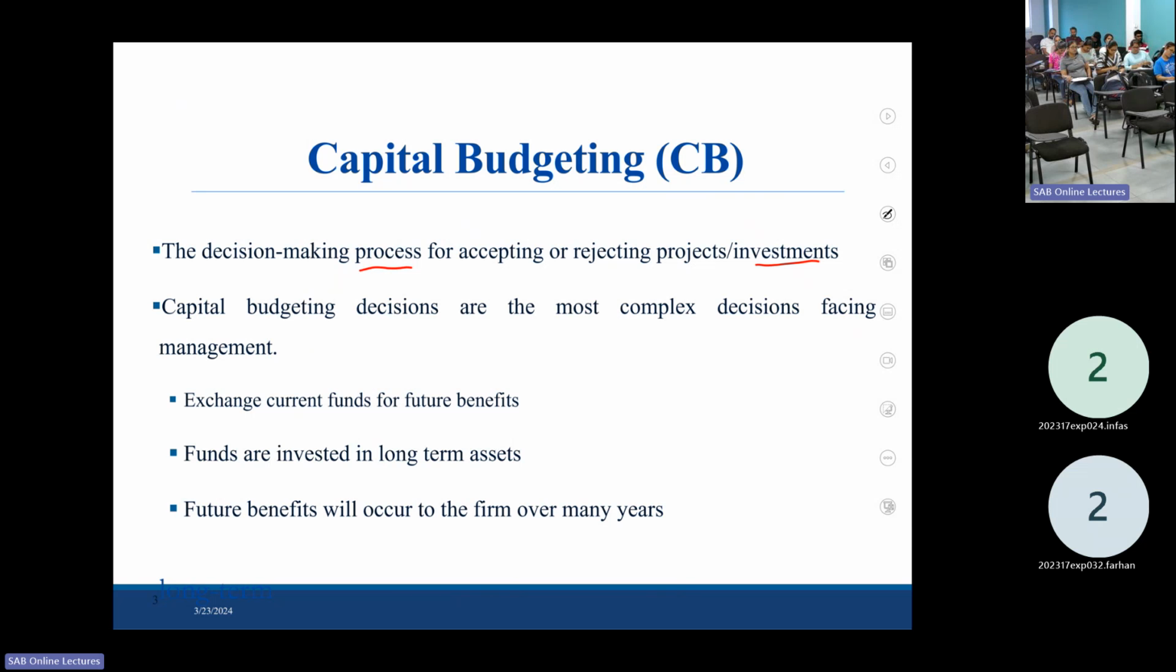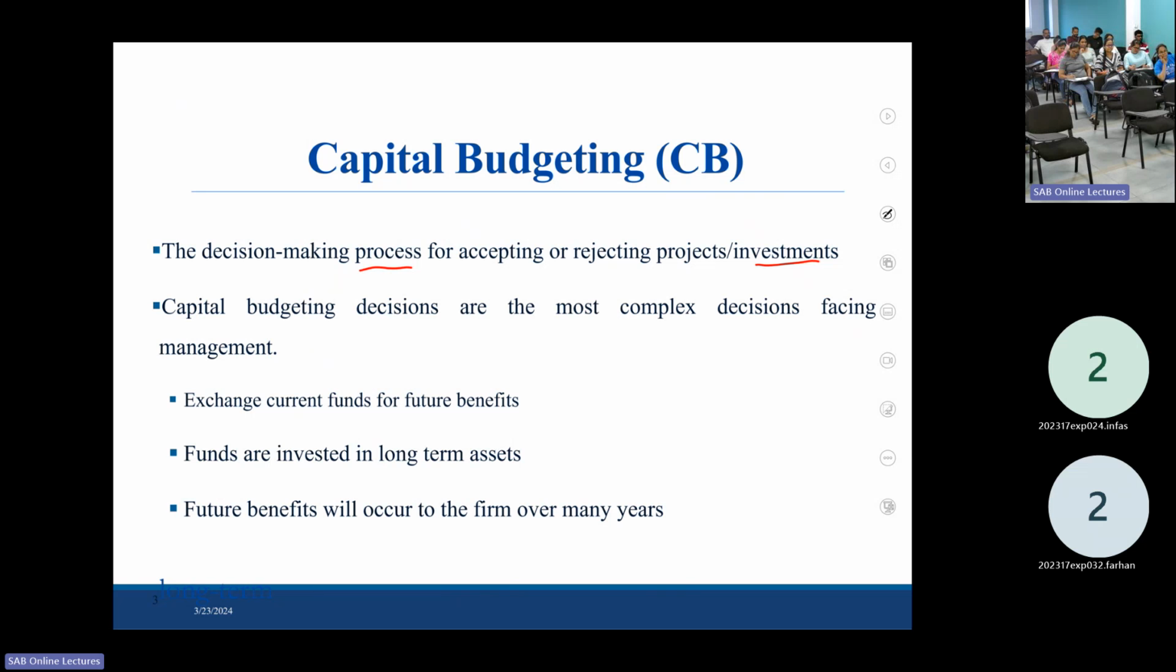When we say investment here, it is always long-term. Long-term means going beyond the accounting period, the accounting year or financial year. So whatever the impact of this decision, the company will get it for a long period, more than 1 year. That is why we call it an investment decision. The return or the impact will be received by the company over a long period. So capital budgeting is a decision-making process because it involves certain steps.